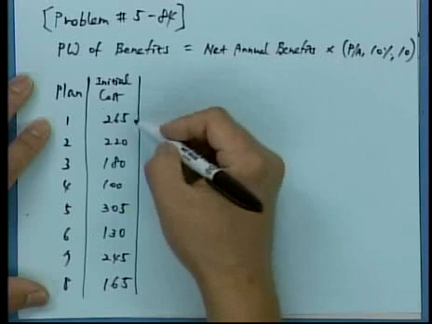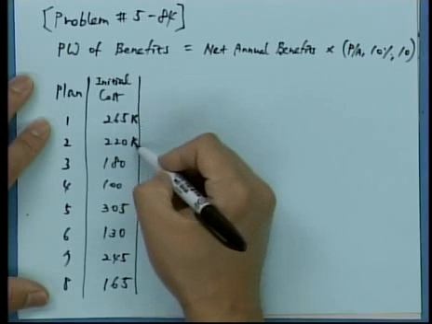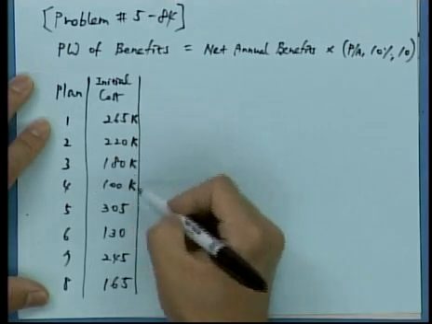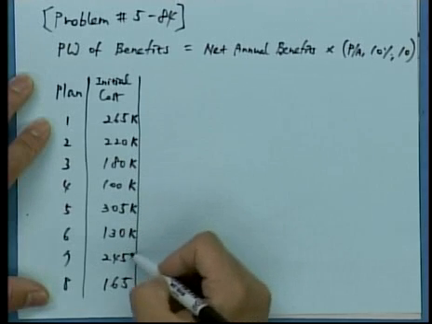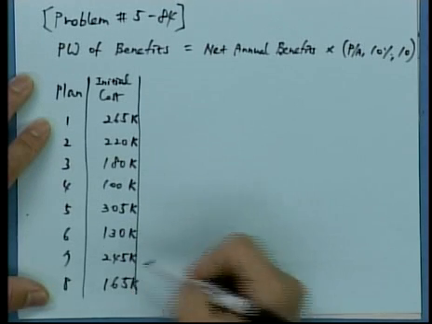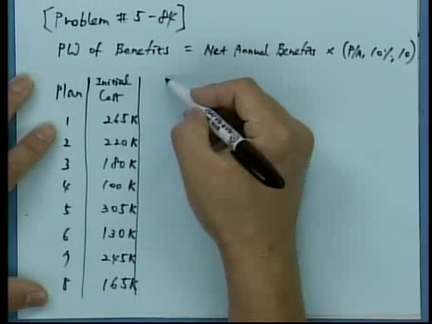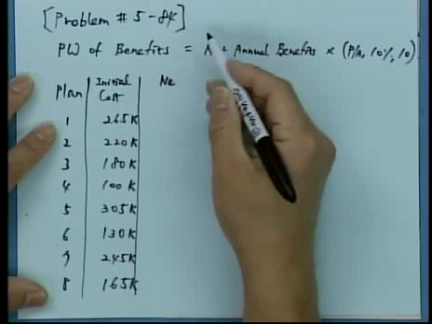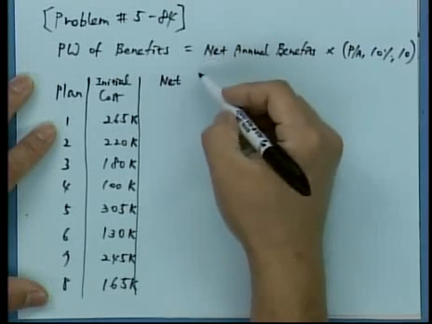Okay, and actually the units are $1,000, right? So I'm going to put K. And the next column includes net annual benefit.